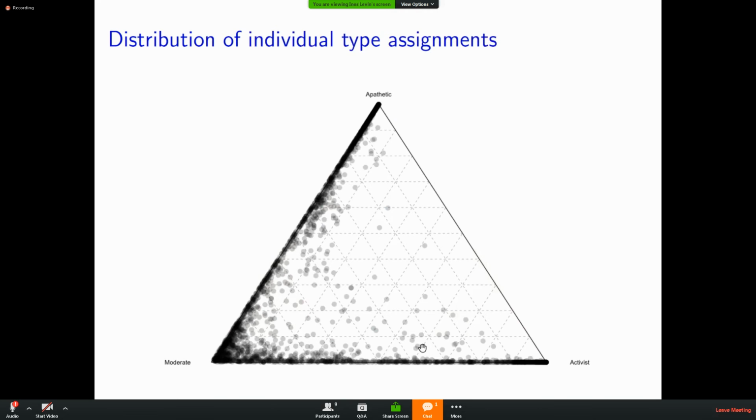Just to illustrate that, I'm presenting here a ternary plot where dots correspond to respondents in the American Citizen Participation Study. In order to interpret this plot, points that are closer to a certain vertex of the ternary plot have higher probability of being assigned the type corresponding to that vertex. If a point is closer to the vertex corresponding to an activist type, then that person is more likely to be assigned an activist type than a moderate type or apathetic type.